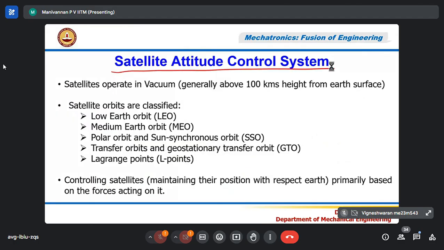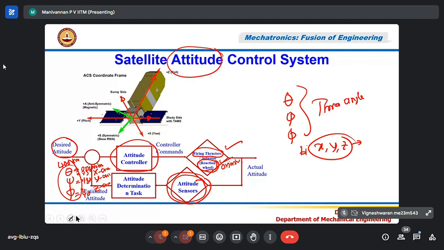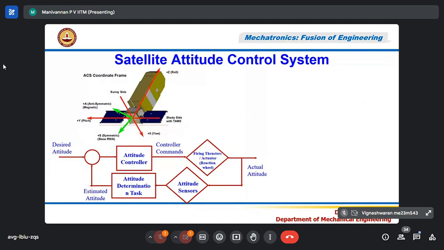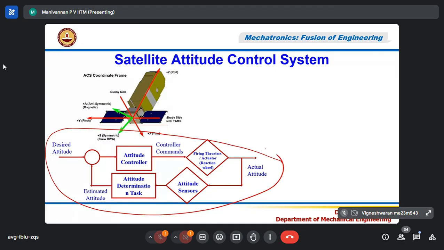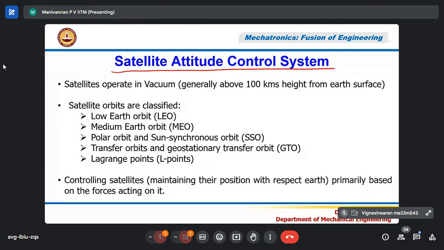And the main thing is, if in the exam you are asked to write about satellite altitude control for mechatronics, you are expected to draw this. That is sufficient. And afterwards, what satellite altitude control am I talking about? Satellites operate in vacuum, generally 100 kilometers above. We say space, as per aerospace terminology, correct? Space means above 100 kilometer height.